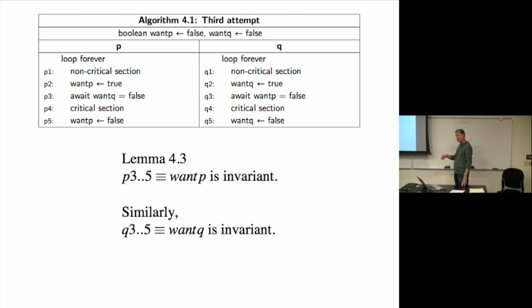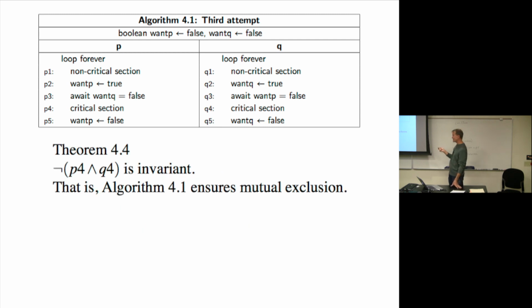And similarly, we have a mirror case, right? Q3.5 equals want Q is invariant. Are you with me on that? Okay, so now, Chloe, check this out. We're going to be able to finish this. Watch this. Theorem 4.4. Not P4 and Q4 is invariant.